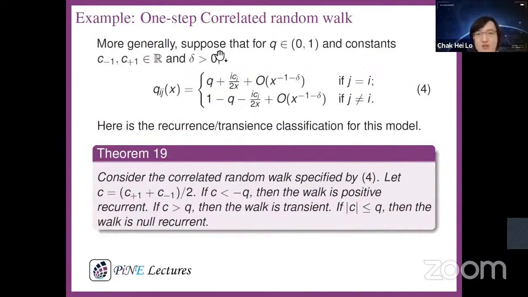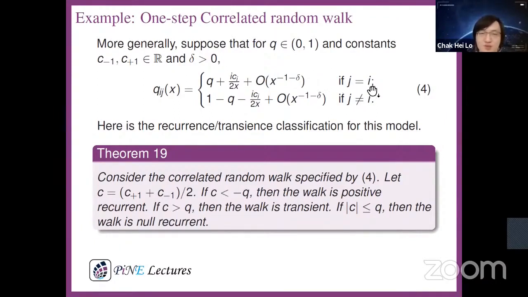More generally, suppose this q can be anything between 0 and 1, then we can just set up the Qij, the transition probabilities here. So this Qij, if they are on the same line, it is either going from line 1 to line 1, so it's moving in the same direction.